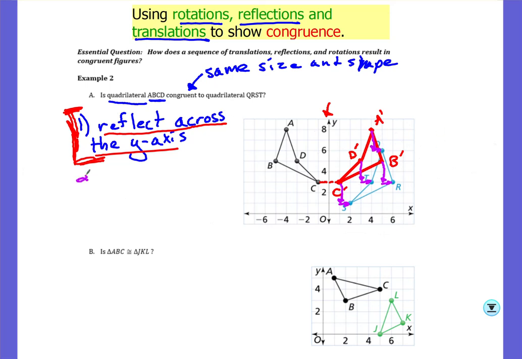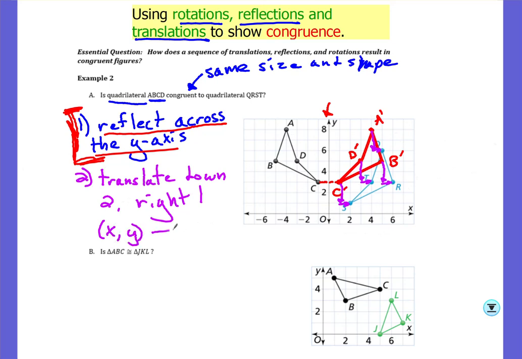And so step 2, if I wanted to transform ABCD into quadrilateral QRST, I can just do these 2 steps. 1, reflect across the y-axis. 2, let's translate down 2 and right 1. And just to reflect back on that terminology, you could always say that the coordinates x, y translate to x plus 1, since we're going to the right one, and we're going down 2, so let's take the y coordinate and subtract 2.